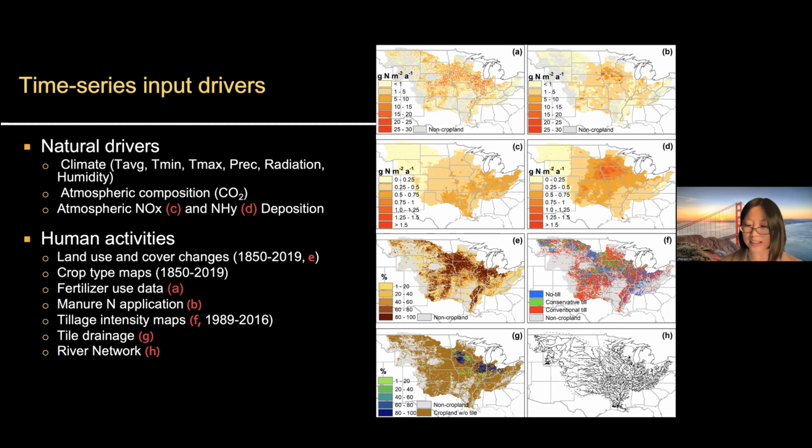So we have time series maps of land use and cover changes, and crop type and distribution maps. My group also developed the fertilizer use and manure application history. I'm so glad to hear Sotirios also use our data as input. And we also have input data of tillage intensity, tile drainage, river networks, and some static information such as soil properties and topography information. That part is very similar to ABSIM.